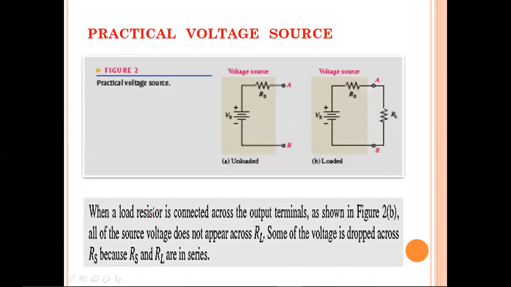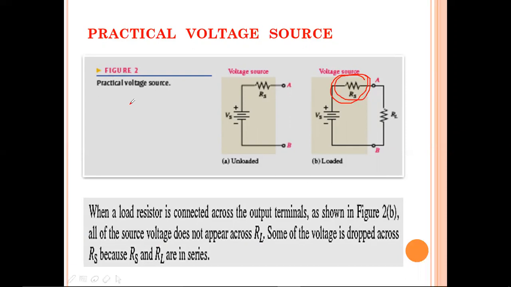When a load resistor is connected across the output terminals in this figure, all of the source voltage does not appear across the load, because some of the voltage drops across this Rs.